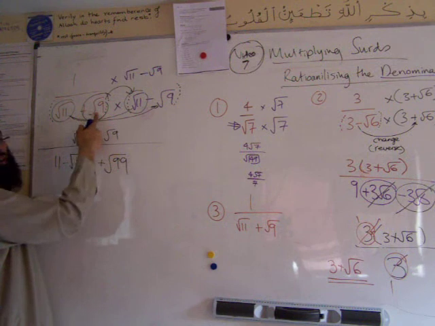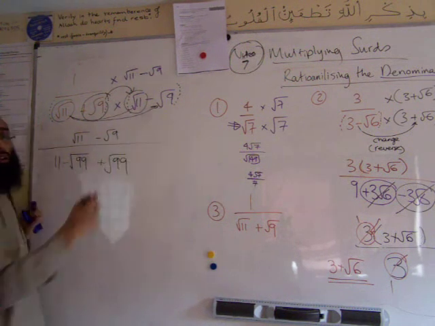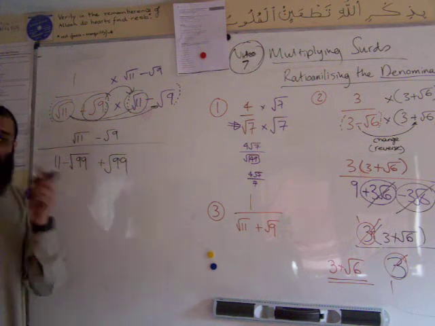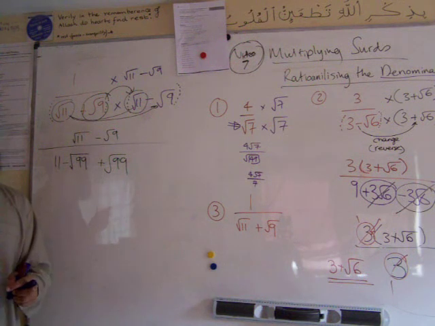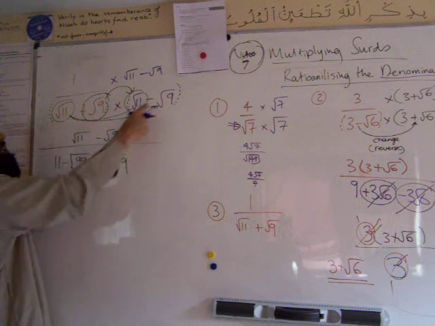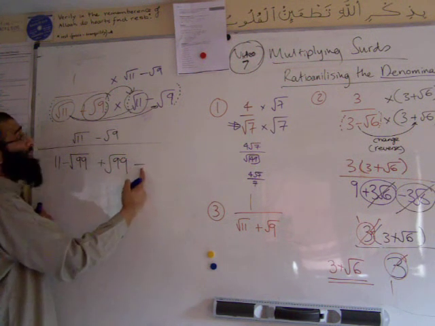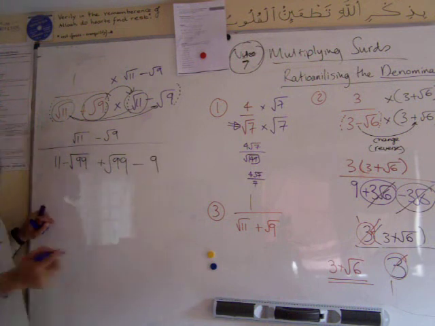And then we have plus root 9 times by minus root 9. When you multiply a root by itself, it gives you the number inside. So root 9 times by root 9 is just 9. And we've got a plus and a minus, so that will give us a net negative answer. Okay, we're happy with that.